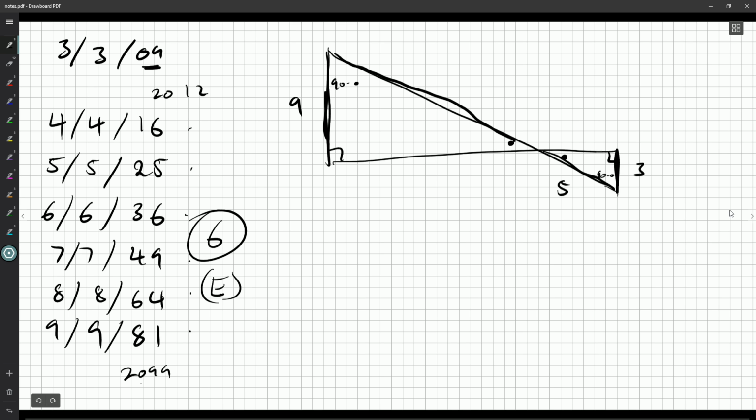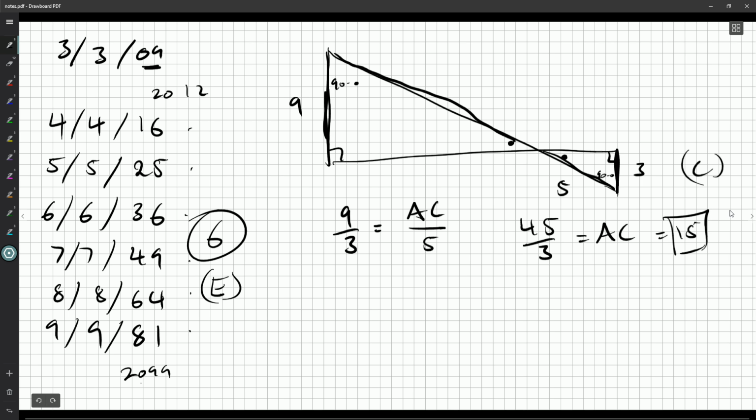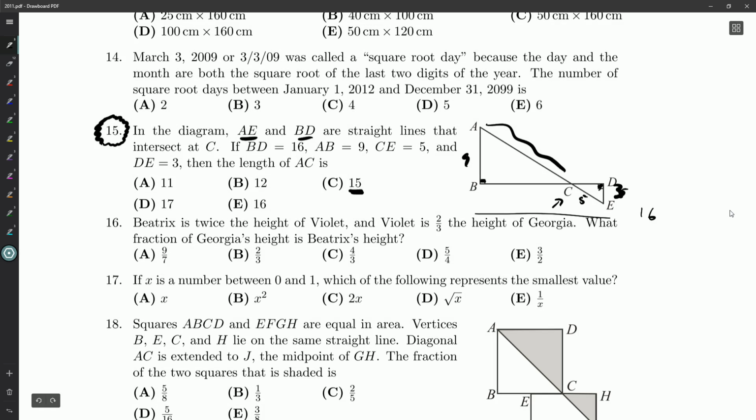Now the nice thing about similar triangles is they have the same ratio. So 9 over 3 is the same as AC, this hypotenuse that we want, over 5. And now we can quickly rearrange. Multiply by 5 on both sides. 45 over 3 is AC. Well, that's 15. So my prediction was correct. We get an answer of C. Right, it was C? Yeah, C.